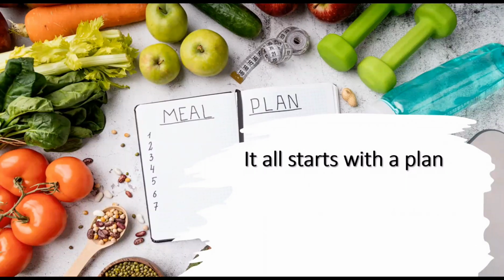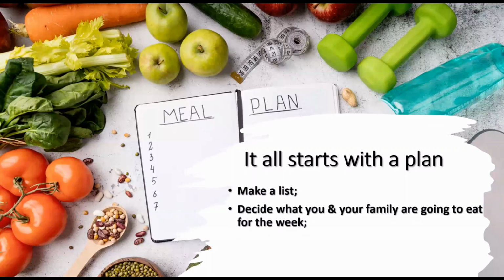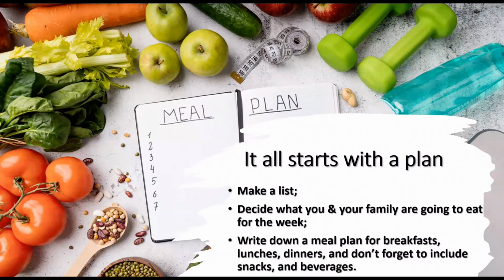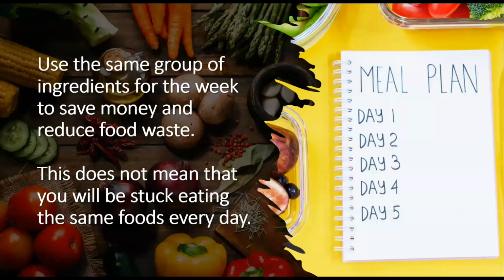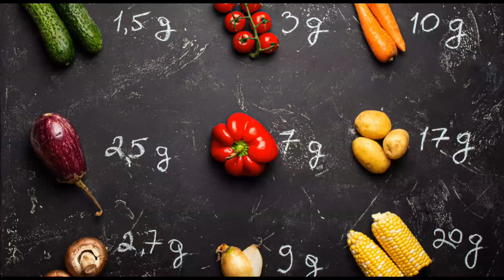Planning is a very important step in your diabetes management and weight loss. Before you start planning the shopping trip and making a list, decide what you and your family are going to eat for the week. Write down a meal plan for breakfasts, lunches, dinners, and don't forget to include snacks and beverages. Write down your meal ideas or meal plans. Consider working with the same group of ingredients for the week to help you save money and reduce food waste. This does not mean that you are stuck with eating the same foods every day.